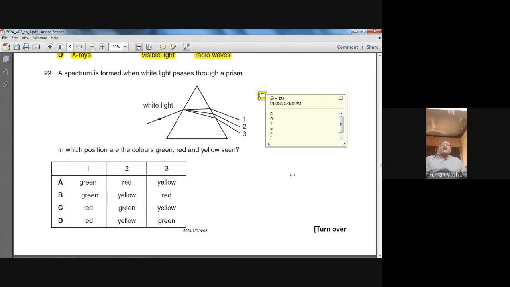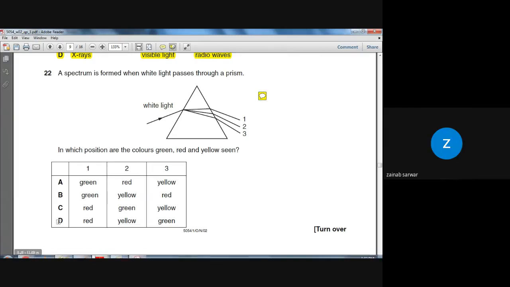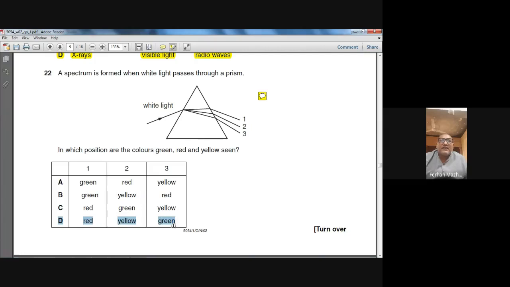So the first one should be red, then yellow, and then green. Roy G. Biv. Remember this word, Roy G. Biv. Red, yellow, and green should be the order. So I think D is the right choice. Yes, D is the right choice.